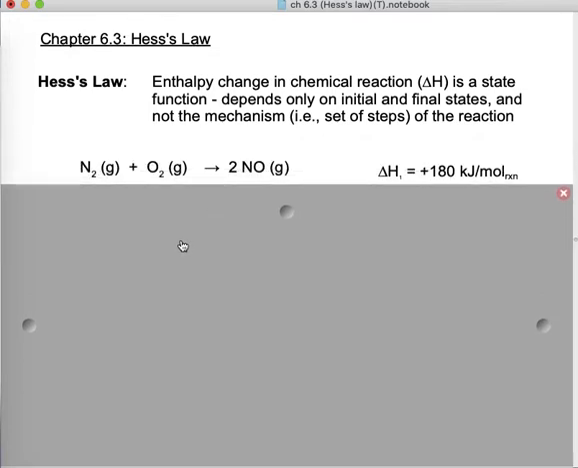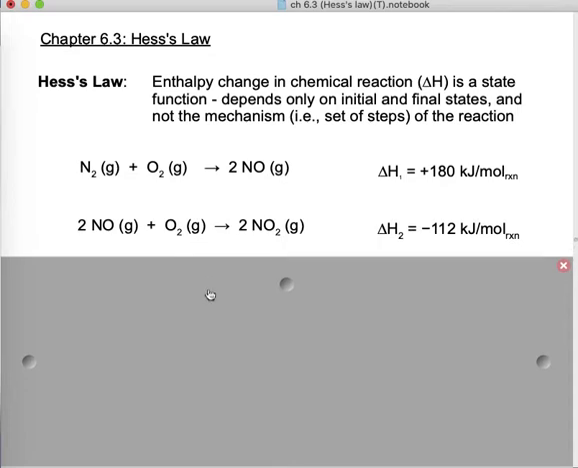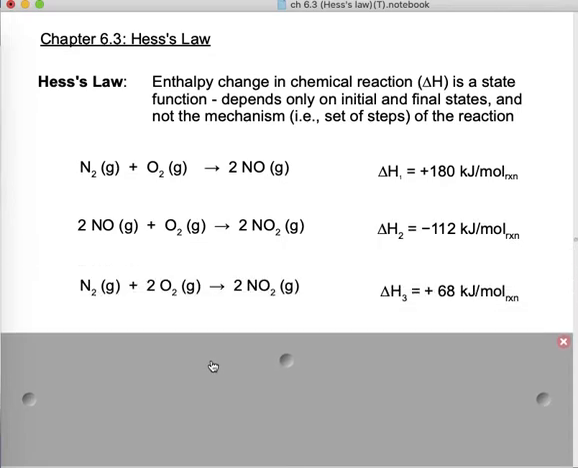Here's an example. The combustion of N2 to form NO is endothermic. Delta H is positive 180 kilojoules per mole of reaction. But the combustion of 2 moles of NO with another mole of O2 to form 2 moles of NO2 is exothermic. It has an enthalpy change of negative 112 kilojoules per mole. Well, if you measure the enthalpy change for the direct combustion of 1 mole of N2 and 2 moles of oxygen to form 2 moles of NO2, you measure the enthalpy change as positive 68 kilojoules per mole. Check this out.